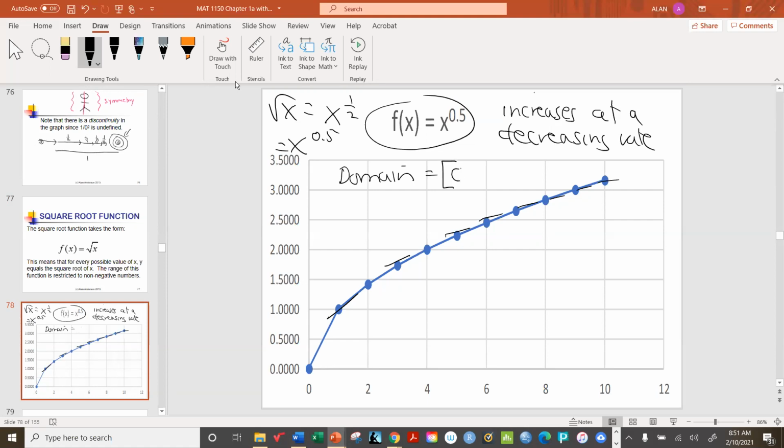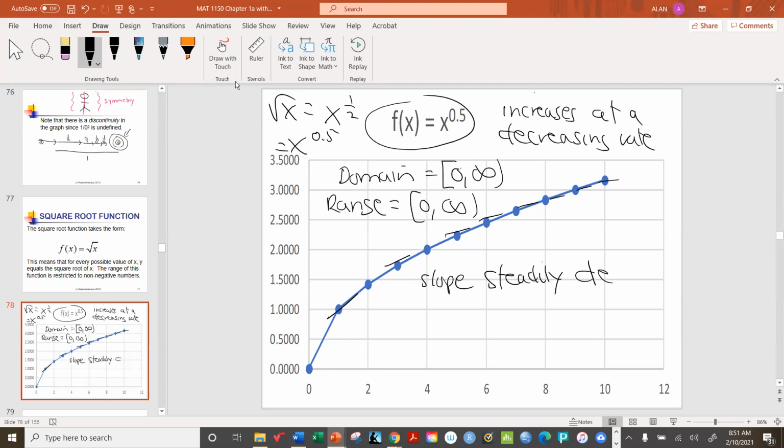The domain, therefore, is everything from 0 up to infinity, including the 0, but the range is the same. The square root of 0 is 0. And after that, the value of the function is always positive. Okay, so this is our domain and range, and the slope steadily decreases. In other words, the curve gets flatter as x increases. All right, pretty cool, huh?